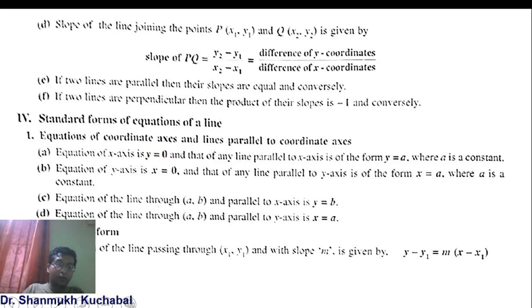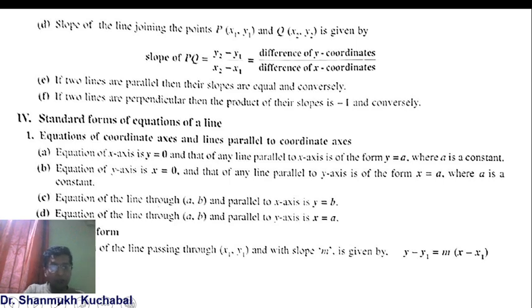Here, as I already told you, for a point on the x-axis the opposite coordinate we have to take as 0, and any line parallel to the x-axis is of the form y equal to a, where a is called a constant. Similarly, now we will discuss the y-axis. The equation of the y-axis is x equal to 0, and that of any line parallel to the y-axis is of the form x equal to a, where a is a constant.